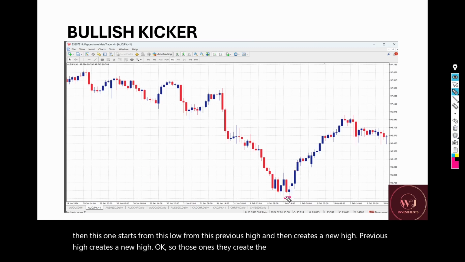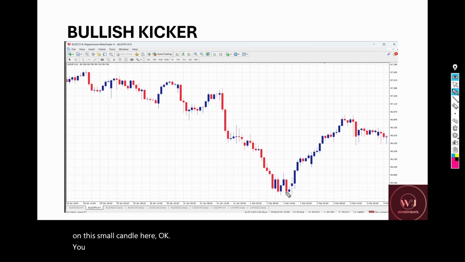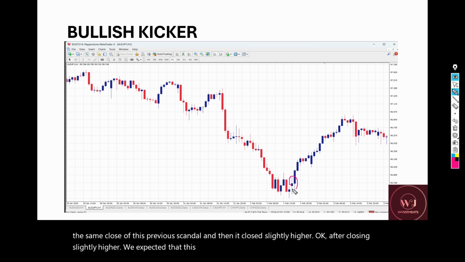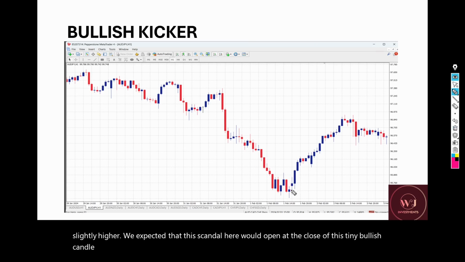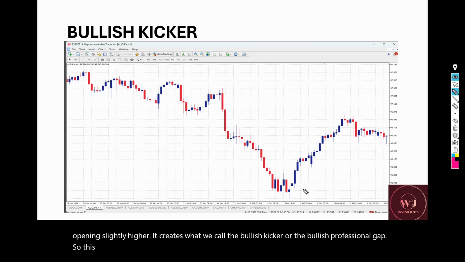But you can see that right here on this small candle here, okay, this candle here, the bearish candle, it closed low. Then this candle opened at the same close of this previous candle, and then it closed slightly higher. Okay, after closing slightly higher, we expected that this candle here would open at the close of this tiny bullish candle. But what happened, it created a small gap, and then it opened slightly higher. After opening slightly higher, it creates what we call the bullish kicker or the bullish professional gap. So this gap here is a great signal for us that the trend is going to change.